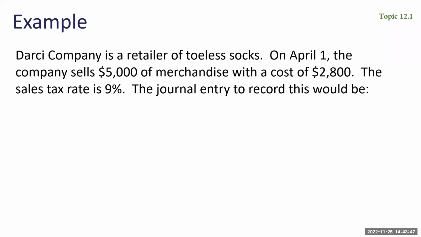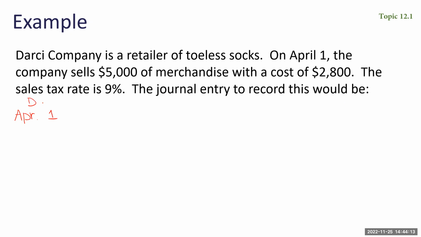All right, let's look at this example. Darci Company is a retailer of toeless socks, right? They use those for like yoga, Pilates, things like that. On April 1st, the company sells $5,000 of merchandise that has a cost of $2,800. The sales tax rate is 9%. Record the journal entry.